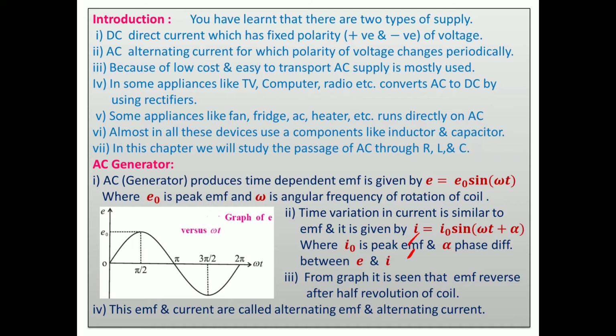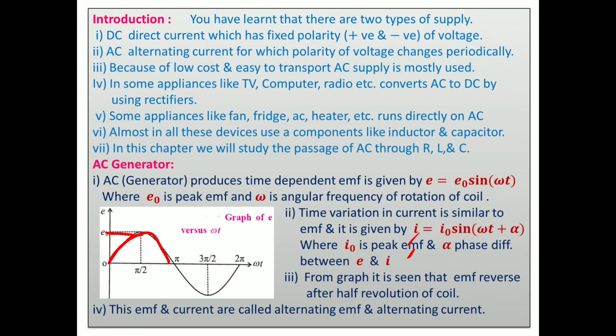From the graph, it is seen that EMF reverses after half revolution of the coil. Look at the graph. Here omega t is taken on the x-axis and EMF is taken on the y-axis. When we plot a graph by taking different phases, omega t is taken as 0 and EMF is 0. Then as omega t goes on increasing from 0 to pi by 2, EMF also goes on increasing from 0 to positive peak. It reaches the maximum value E naught. Thereafter, from pi by 2 to pi, it goes on decreasing and comes to 0. It is a half cycle.